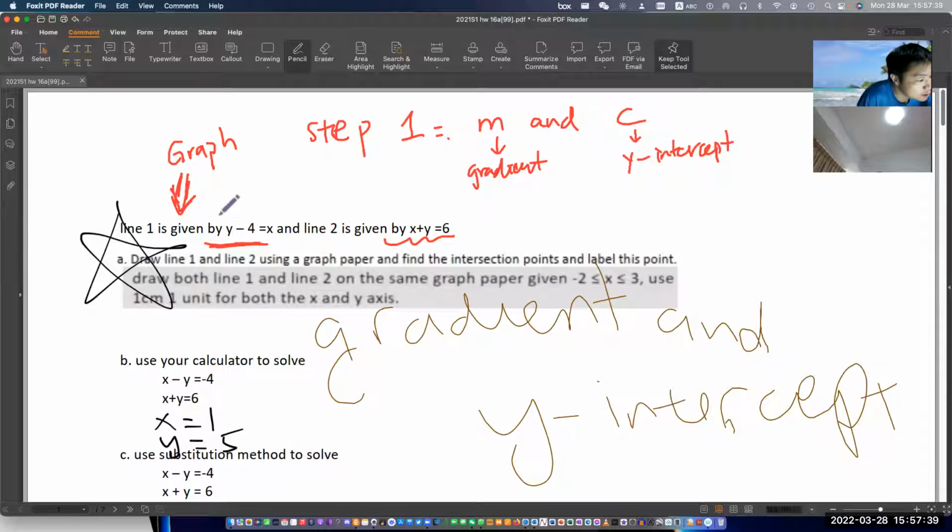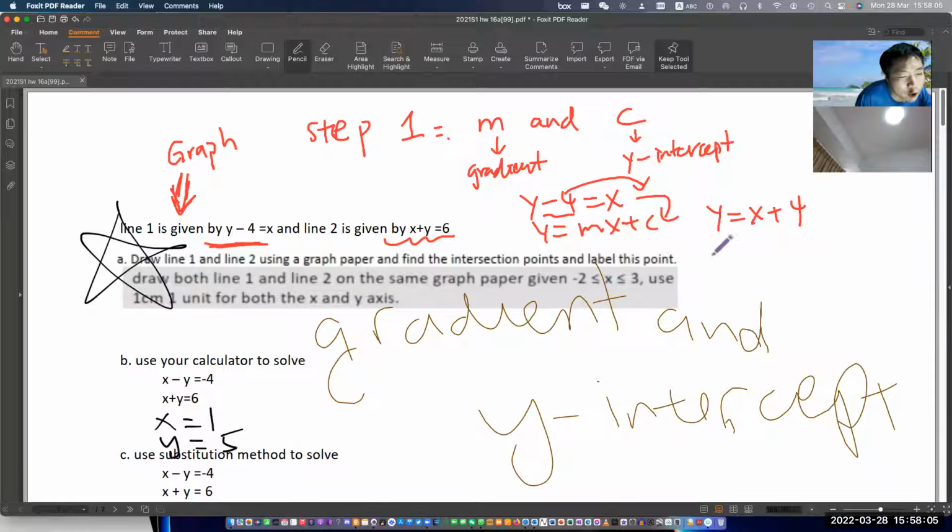So okay, let's start with line 1. You start off with y minus 4 equals x. So you have to do a transformation. The transformation should look like y equals mx plus c. So you need to transform it into this format. You bring the minus 4 over to the right. So what you end up with is y equals x plus 4. Then you compare y equals x plus 4 to y equals mx plus c, and you realize that m is equal to 1 and c is equal to 4.